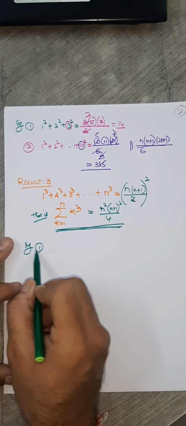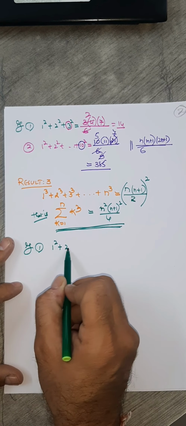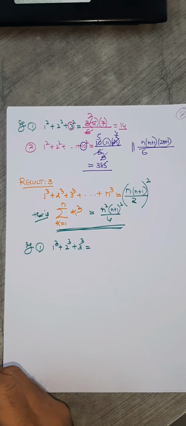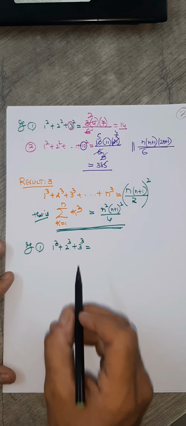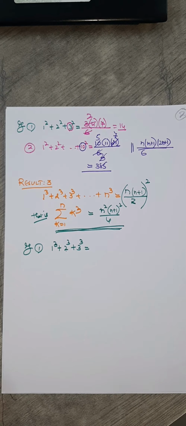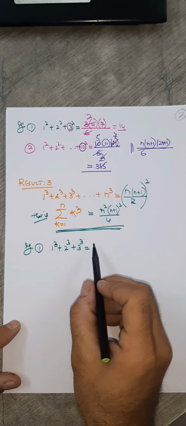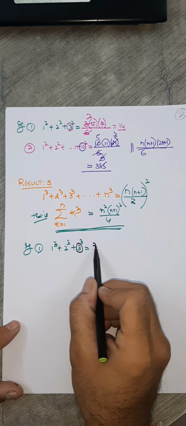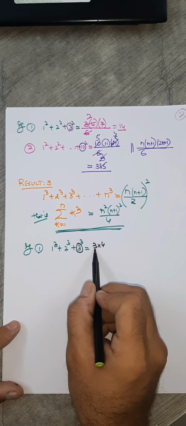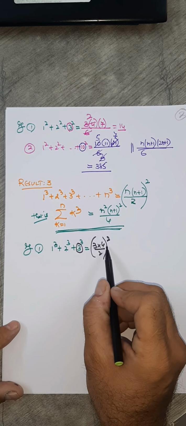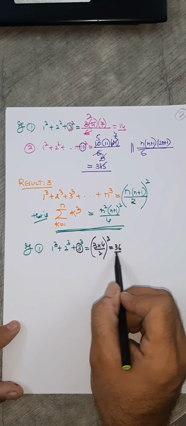For example, here I want to get 1 cube plus 2 cube plus 3 cube. Now what is this? You can get it directly very easily. This is 27 plus 8 plus 1. So it's 36. Now get into the RHS. Here n is 3, not 27. So 3 into 3 plus 1, 4, by 2, the whole square. So it is 12 by 2, which is 6. So you'll get 36.